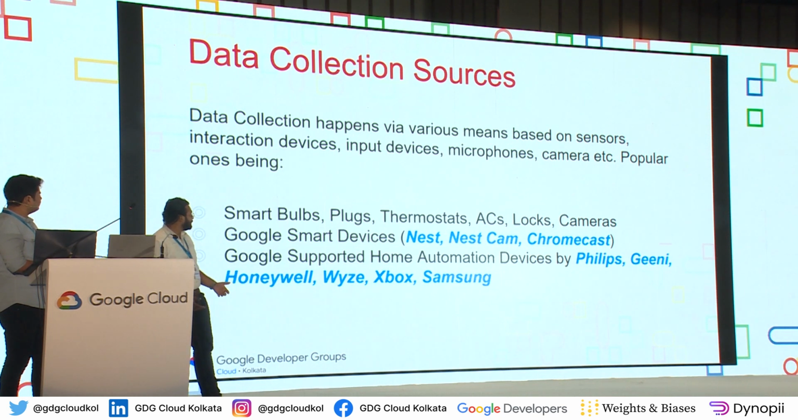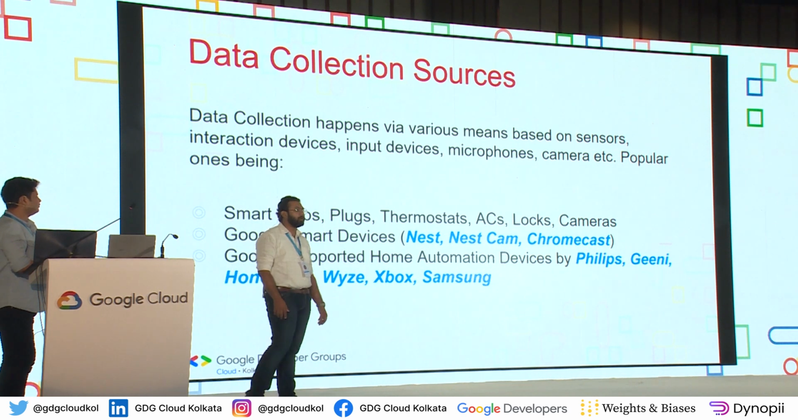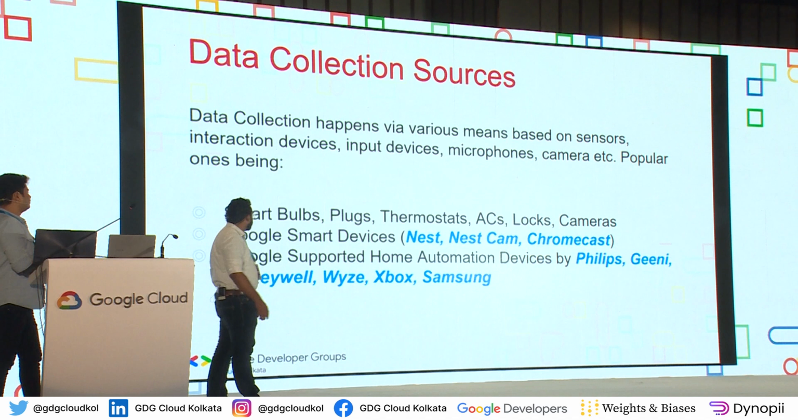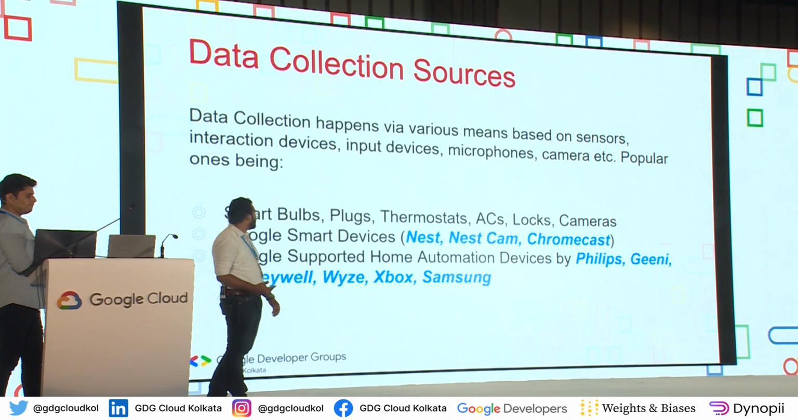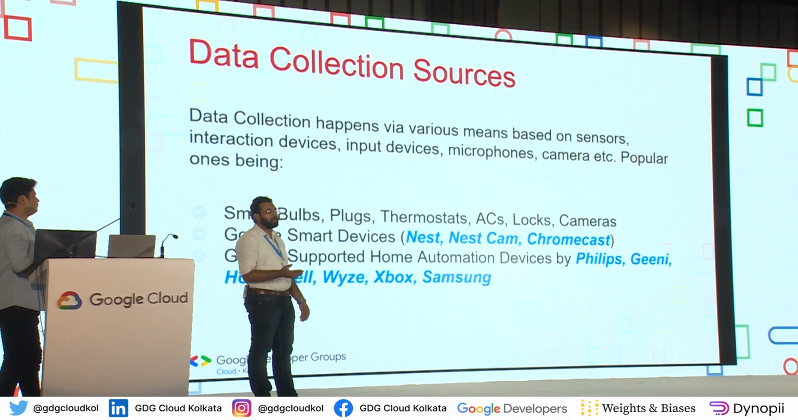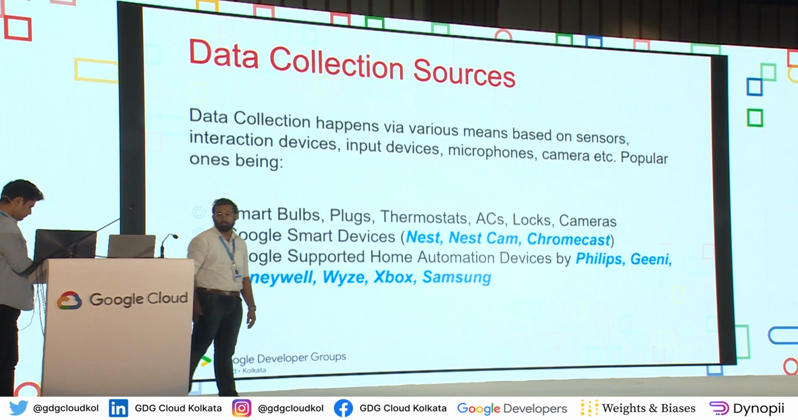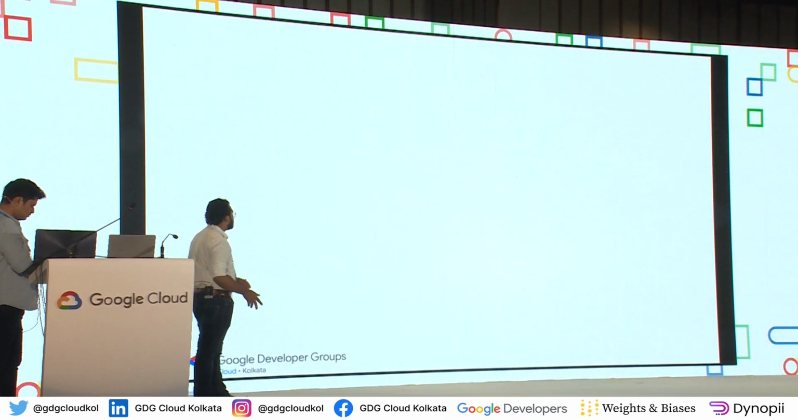From Google, we also have things like Nest, Nest Cam, Chromecast. They are also part of smart home applications. Apart from that, we have Google-supported home automation devices by Philips, Honeywell, Wyze, Xbox, Samsung. There are millions of devices. If you go to the Google skill adding section, you'll see a whole list of devices which you can pair with your Google Assistant and use. These are the production-based devices made by companies.